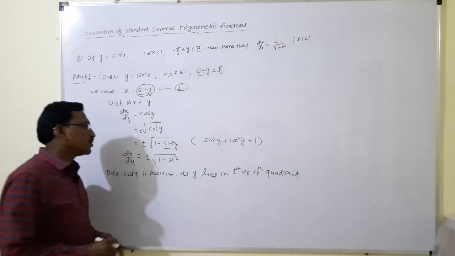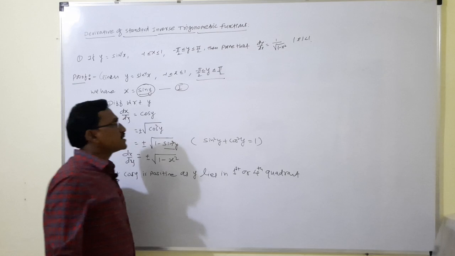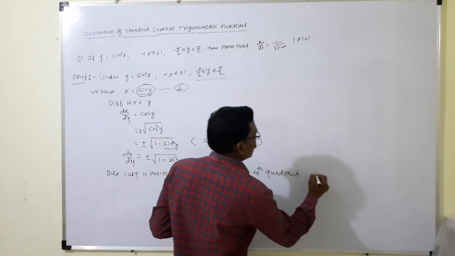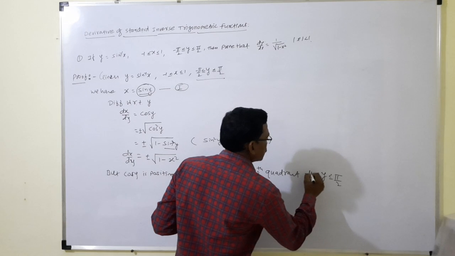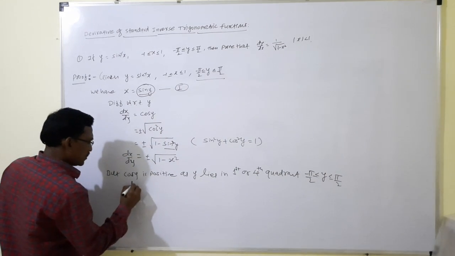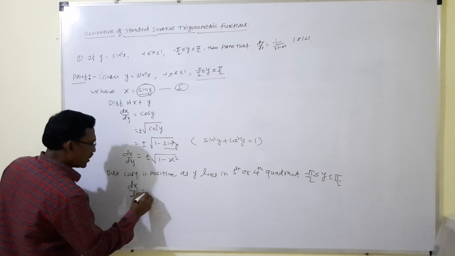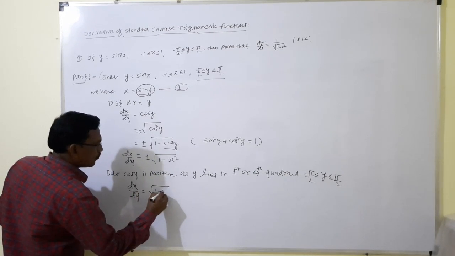And therefore, we also have to give y less than or equal to pi by 2 and greater than or equal to minus pi by 2. That's why it is positive. So we take dx by dy equal to plus root of 1 minus x square.